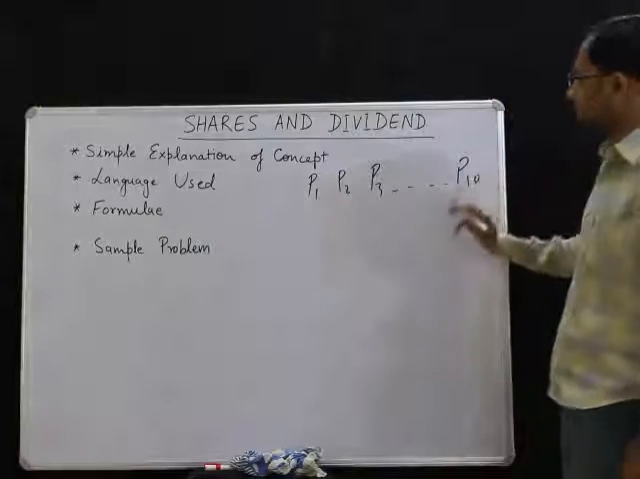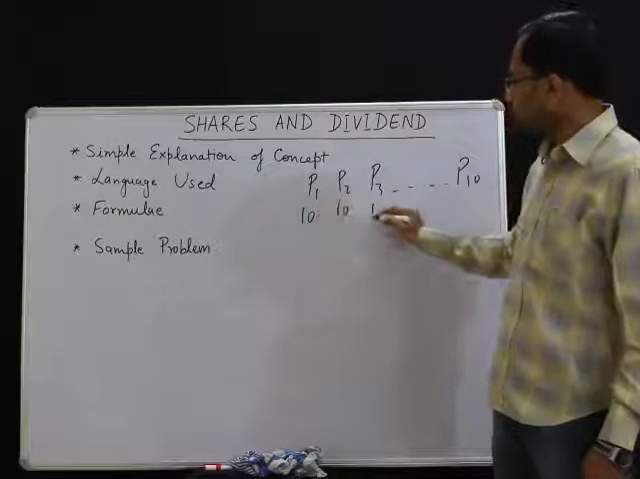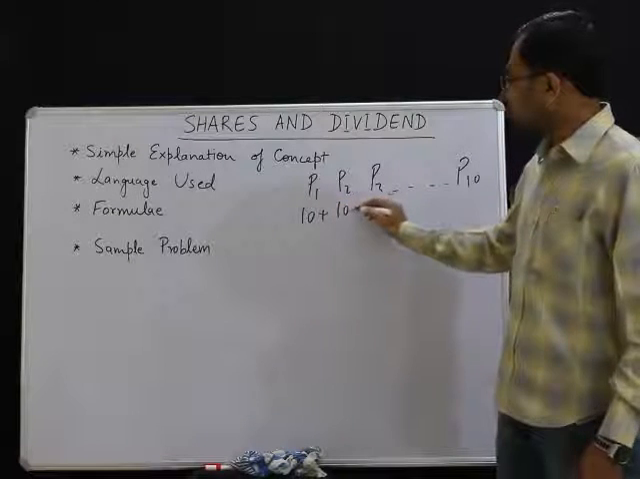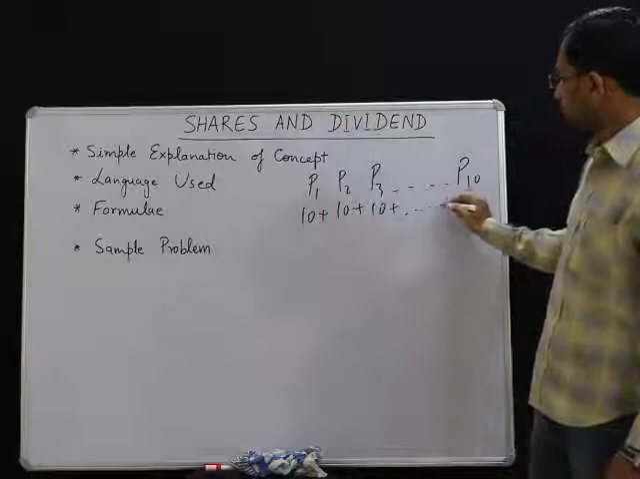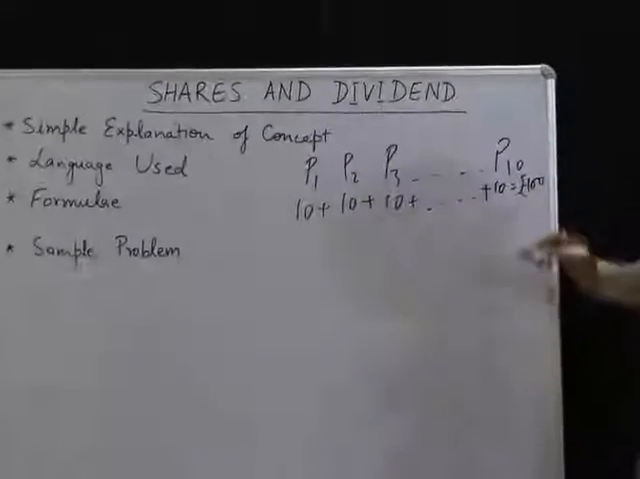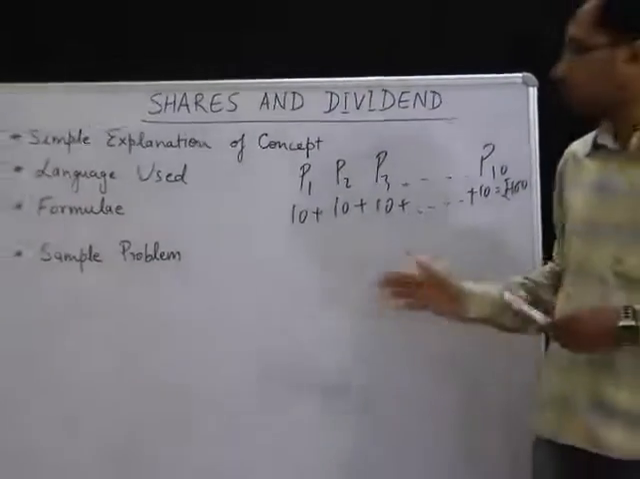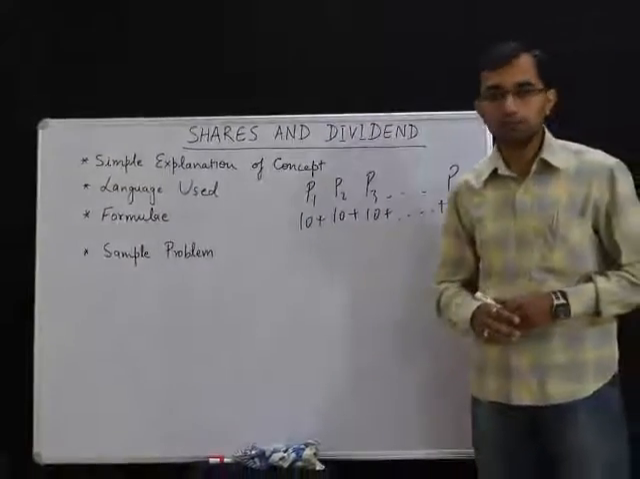Let us say P10 is the last. Each one of them is going to invest 10 rupees in the company. So the amount which will be collected will be a total of 100 rupees, and with these 100 rupees I can now start the company.